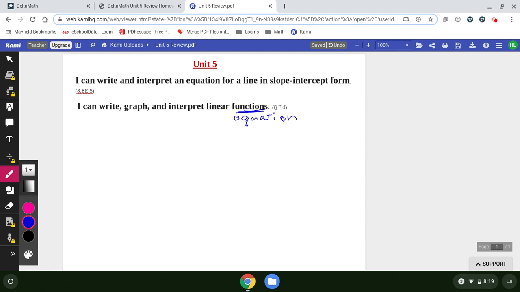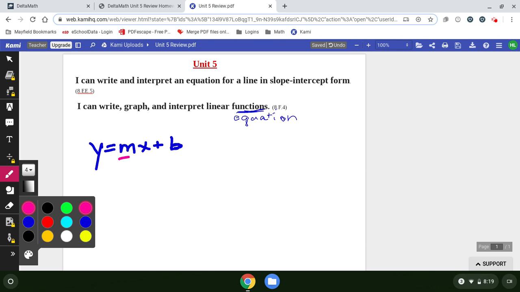The main thing that you should know right now is y equals mx plus b. So that's one of the main topics that you covered throughout this unit. And to review, we have m, and m is your slope. And then you also have your b, and b is your y-intercept.